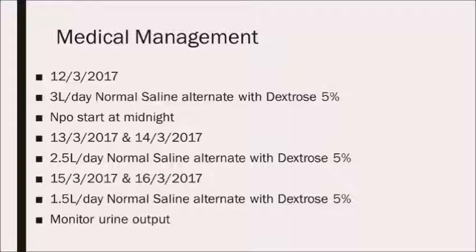Medical management. On the 12th March, Mr. X continued with the Parkland formula, and after finishing the Parkland formula, it was continued with IV drip 3 liters per day of normosaline, artesunate with dextrose 5%. As days passed by, the amount of IV drip was reduced. Urine output was monitored and Mr. X has good urine output.